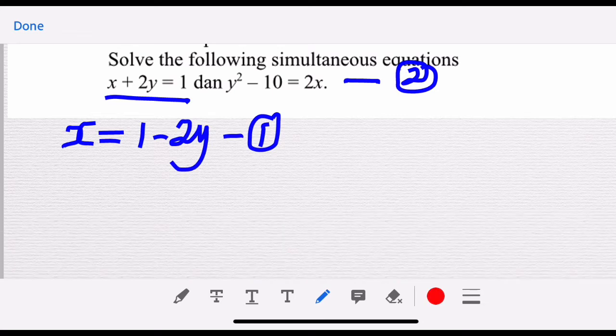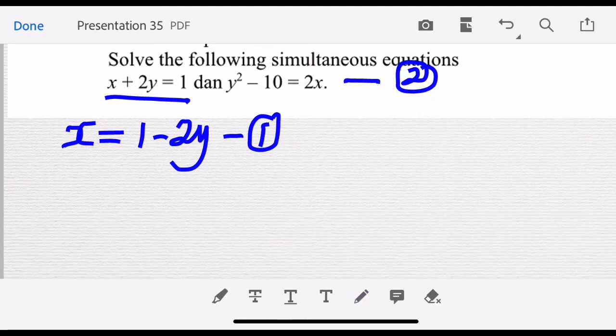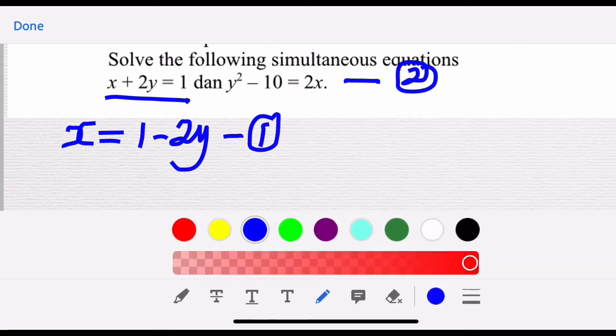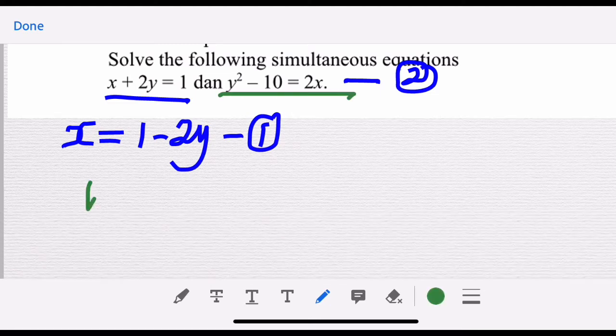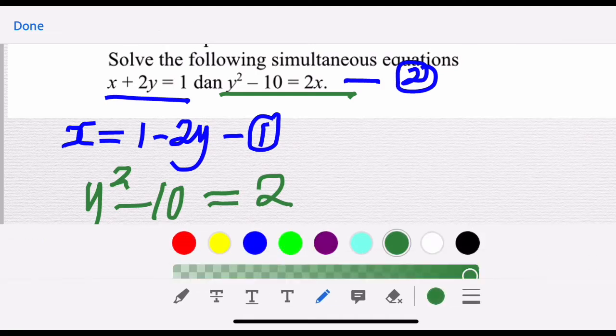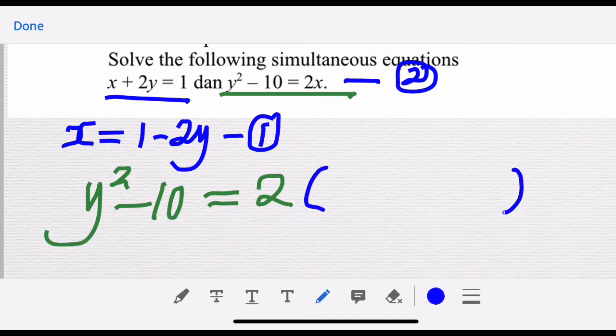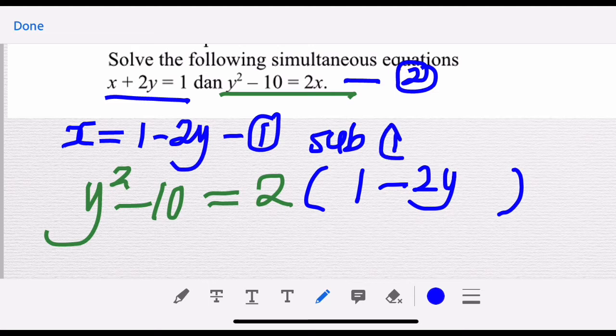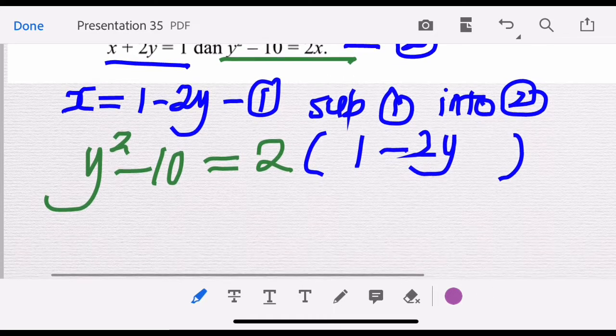So I'm going to look at 2 before I substitute. When I see y square, I will just copy the y square. So y square I copy, minus 10 I copy, equal to 2x. When I see x, I need to substitute with the number 1, which is 1 minus 2y. So I'm actually doing sub 1 into 2. Alright, so let's expand carefully.